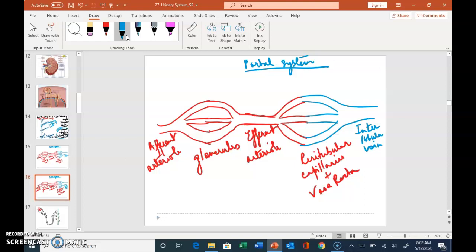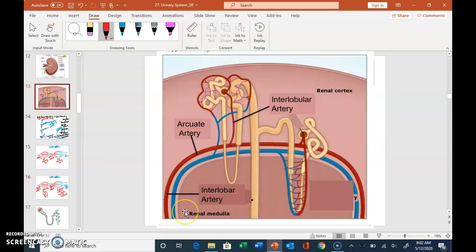So we have the afferent arteriole branching to form glomerulus, which is the first capillary bed, which comes together to form a portal vessel called the efferent arteriole. And the efferent arteriole then branches to form the second capillary bed, made up of peritubular capillaries and vasa recta, which then comes together to form a venous end called interlobular vein. Hope you get this.